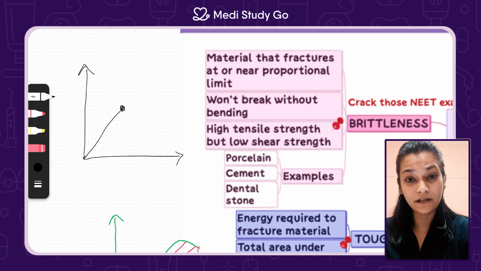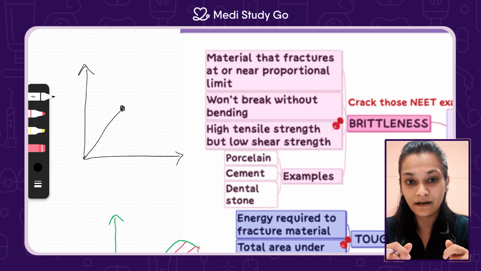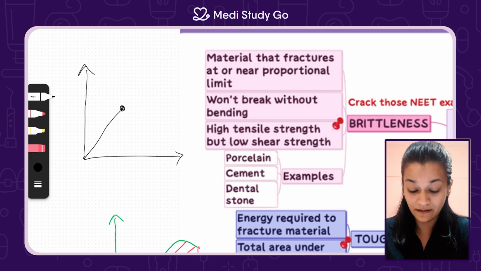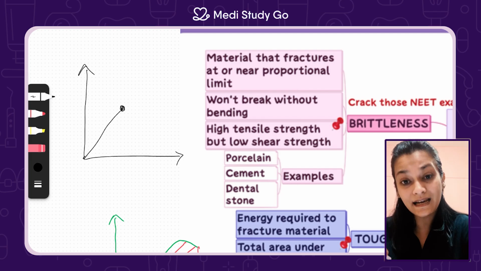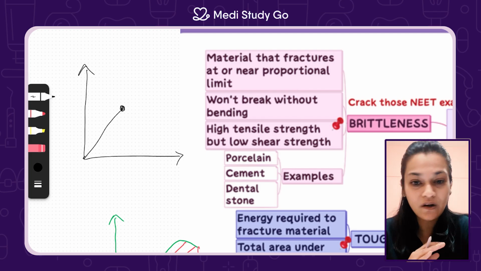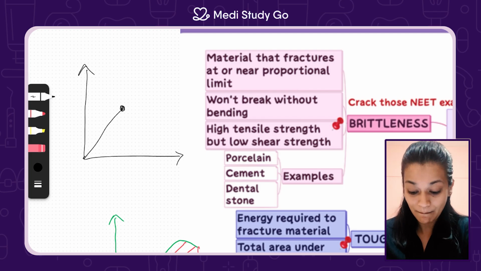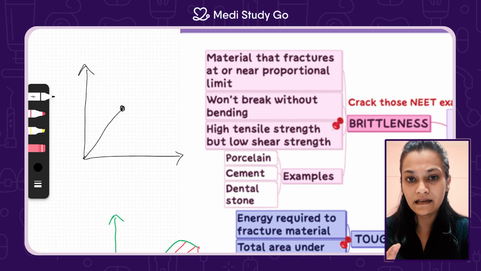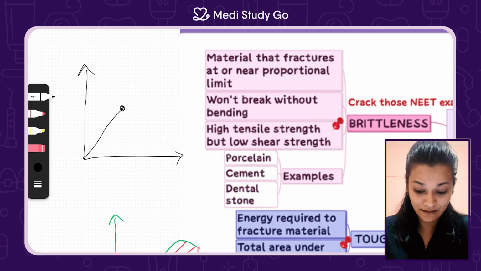So, for example, you know glass, right? It is not bent. It will directly break. So glass is a brittle material. It's going to have a very high tensile strength, but the shear strength is going to be really low because they do not have a tendency to bend. For example, you know about ceramic? These are basically glass materials, certain dental stone and cement.